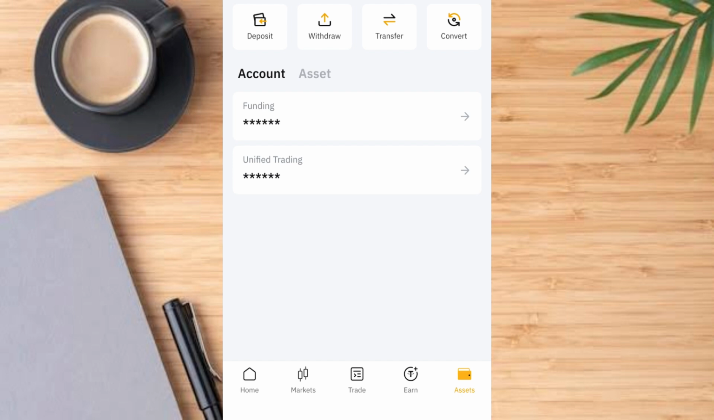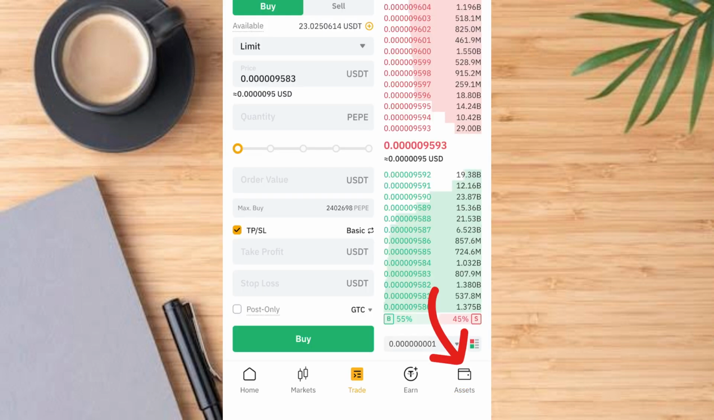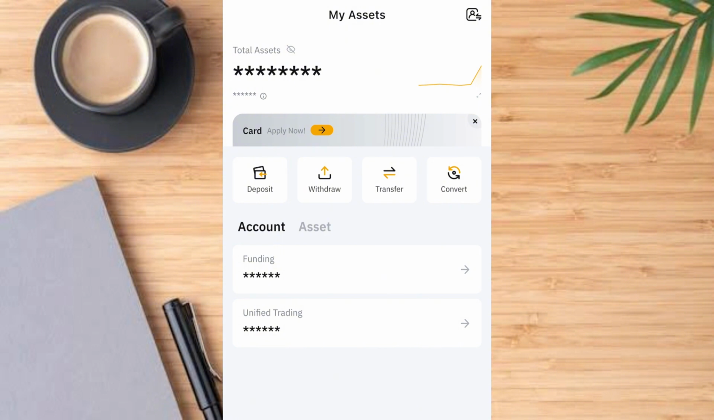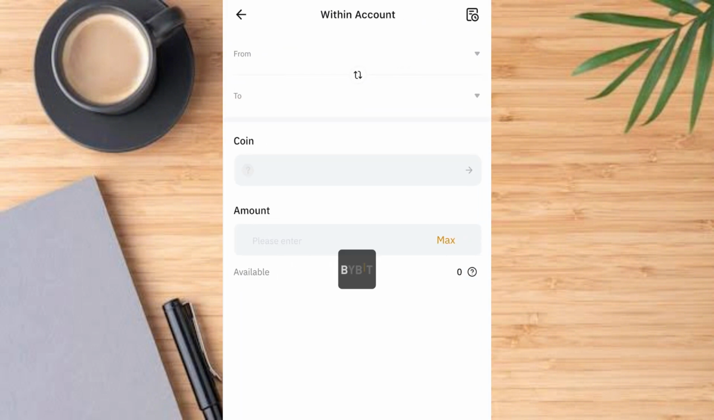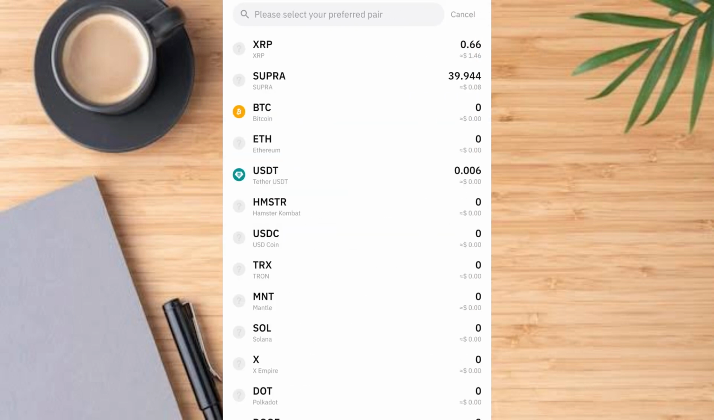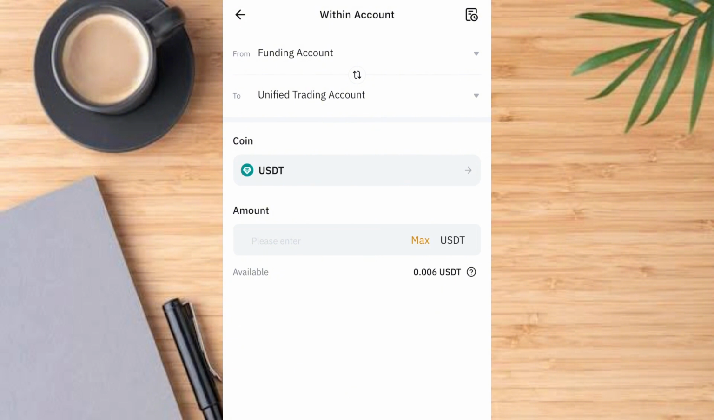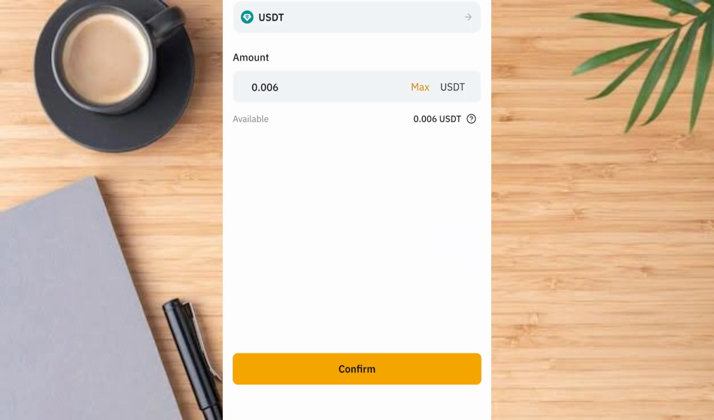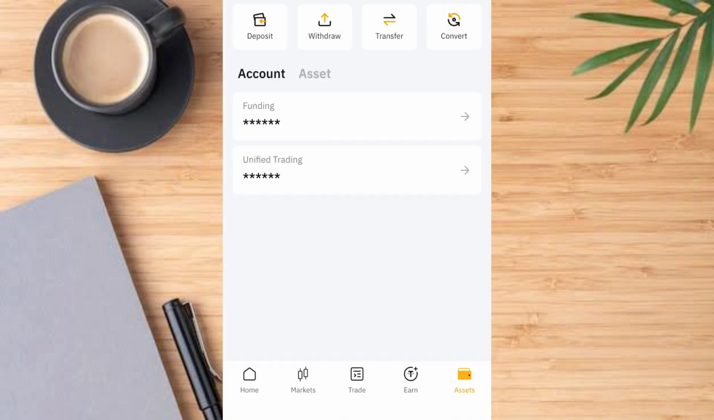Now that you've added your USDT to this platform, tap on the asset button here. Now go ahead and tap on this transfer button. When you tap on the transfer button, it comes up like this. You can see that I have a funding account and a unified account. Because I want to move from my funding to unified account, if yours is like this, unified to funding, then tap on this button to toggle it to move from funding to unified account. Then here you have USDT, tap on USDT, then tap on maximum. Whatever you have, tap on confirm, then it will take that to your unified account.